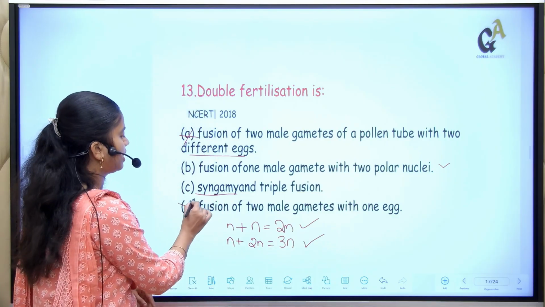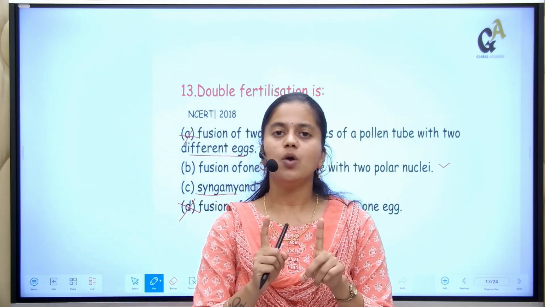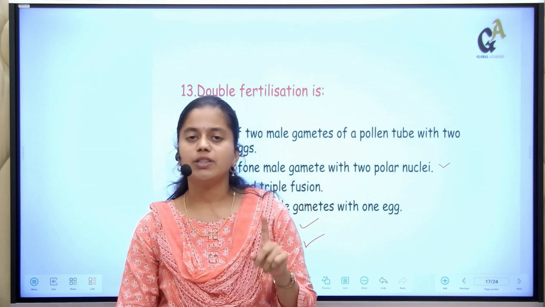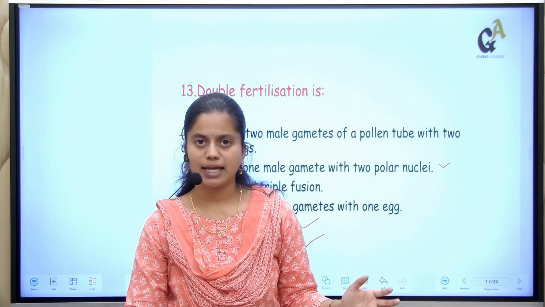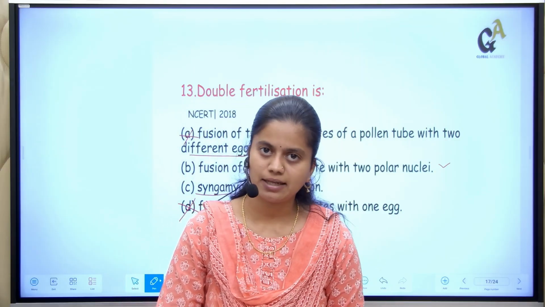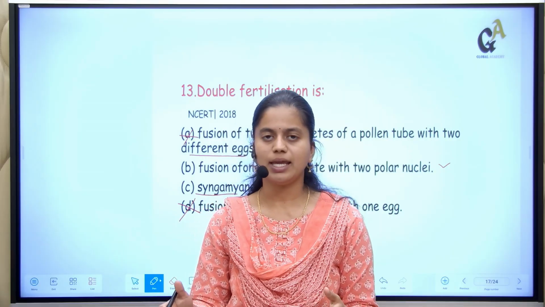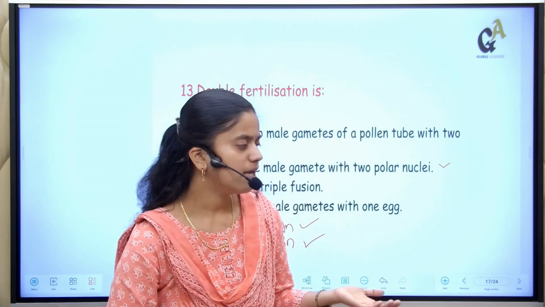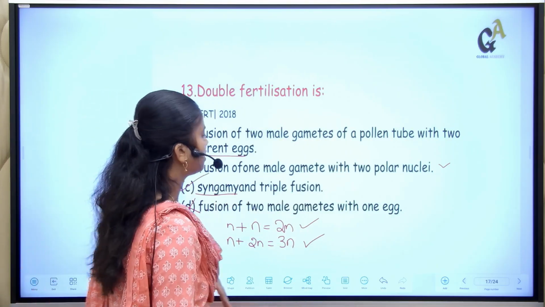No, never will two male gametes simultaneously fuse with only one egg. Always one male gamete will fuse with the egg and produce the zygote, which you can also call syngamy. The other male gamete is going to fuse with the polar nuclei, which is 2n in condition. Later on it gives us the triploid fusion. So option C is the correct answer.